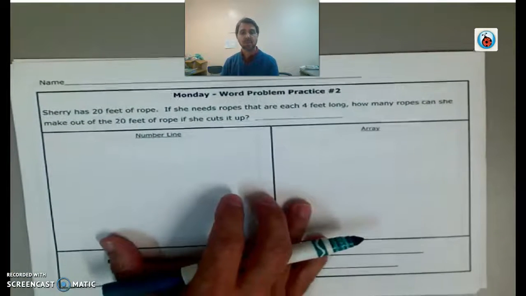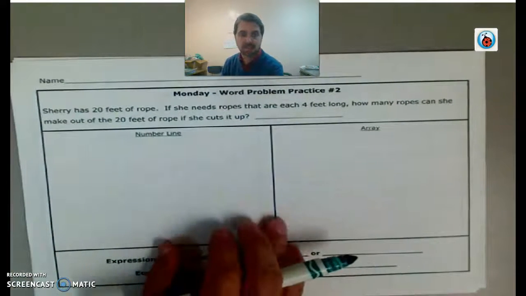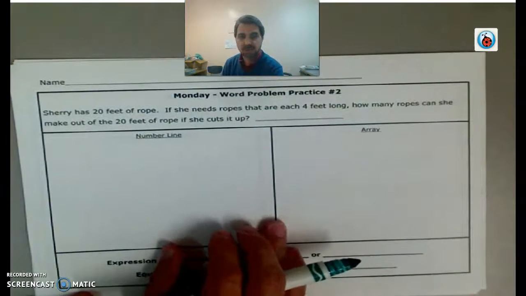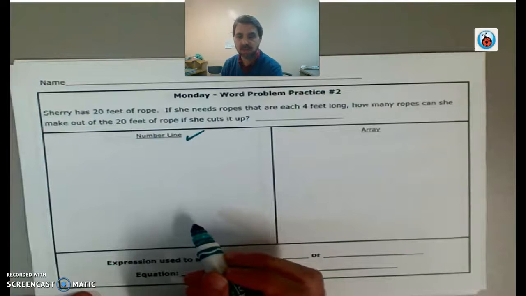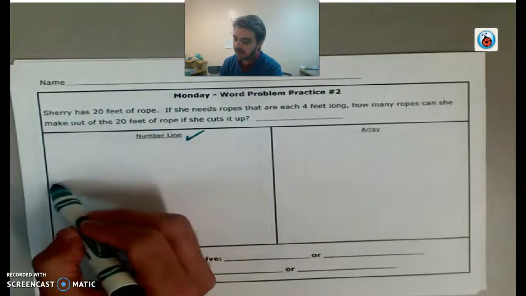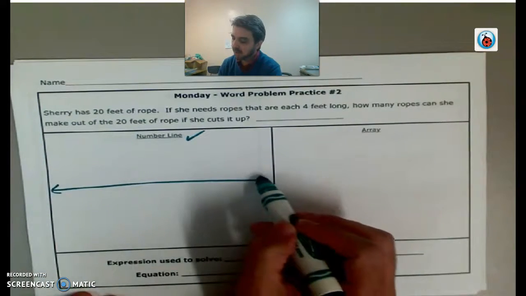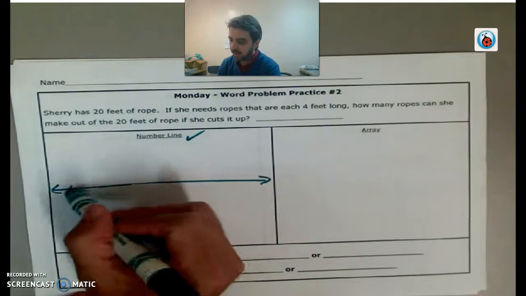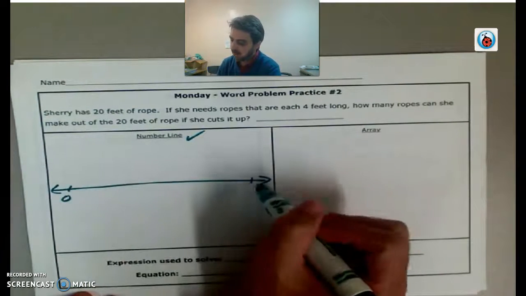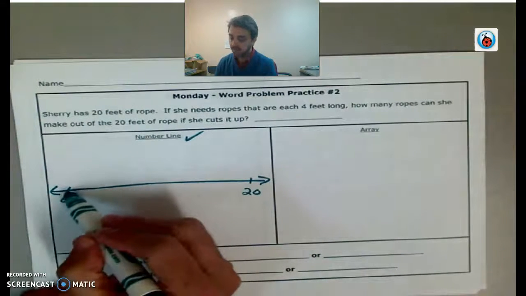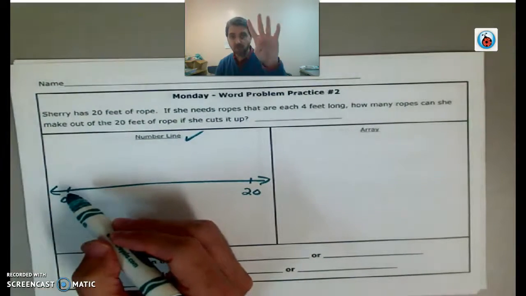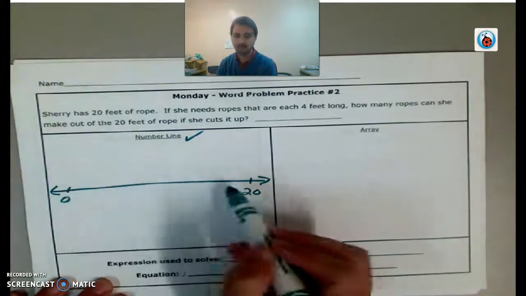All right, so boys and girls, this one's a little bit more challenging than the last one. She does have 20 feet of rope. I think a number line is our best model in this case. So I'm going to draw the number line right now. I know that this is 0 and this is 20. One way we could do it is we know that each piece of rope has to be 4 feet, right? So we can go 4, 8, 12, like that.